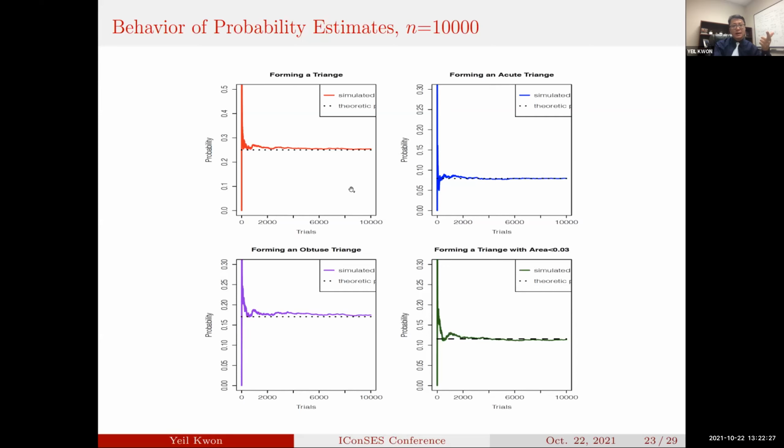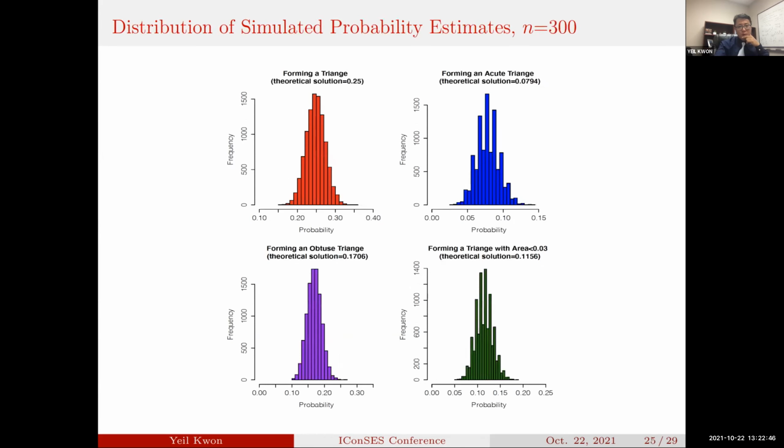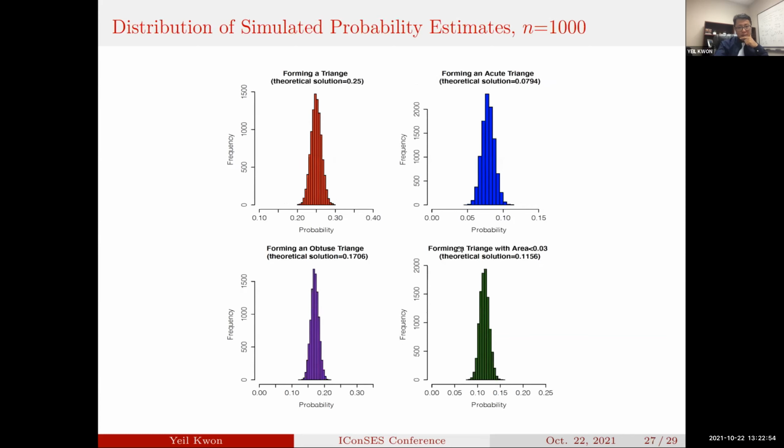And the time to calculate this takes less than 1 second. So this is not only very fun, but many students can be motivated by this kind of approach. This is another simulation result. As we increase the number of replications, the sample size, we get a much more accurate result like this.